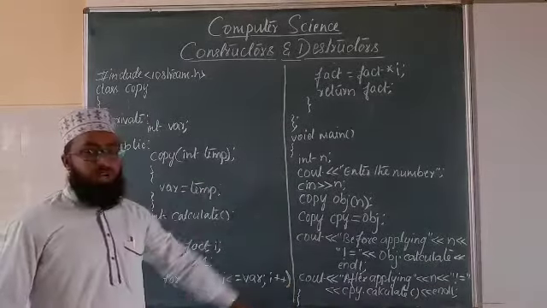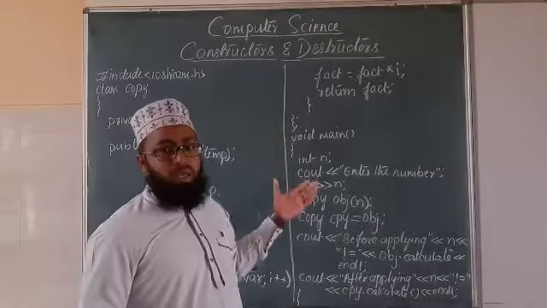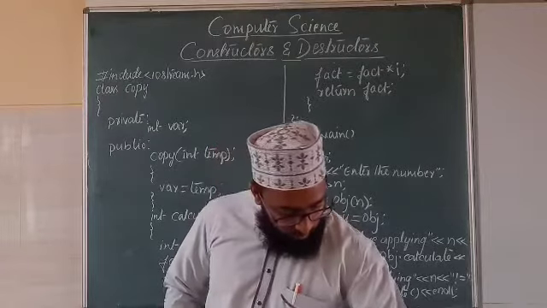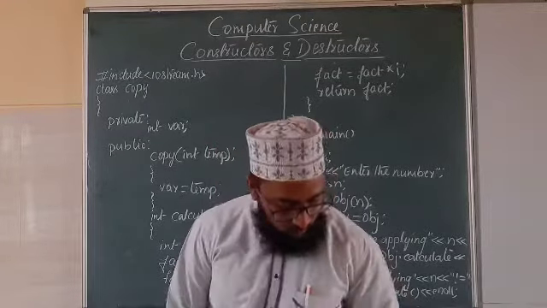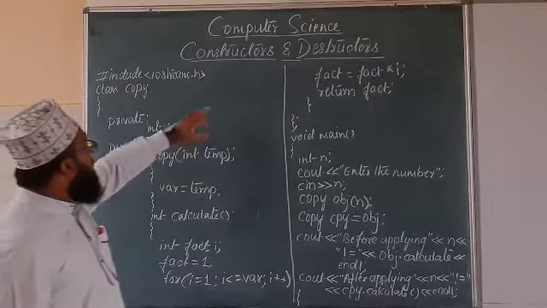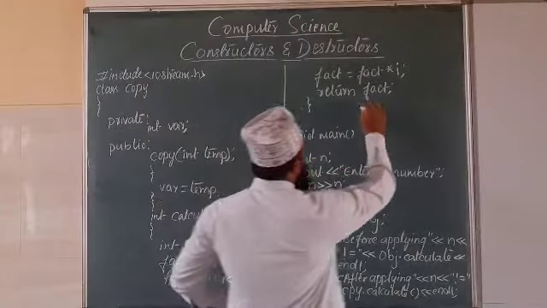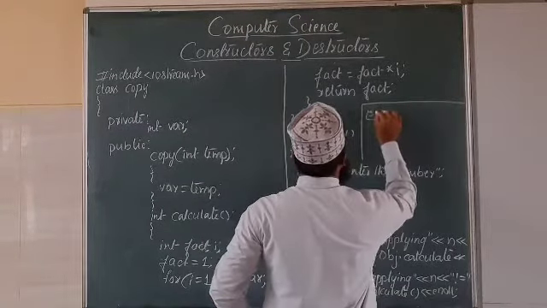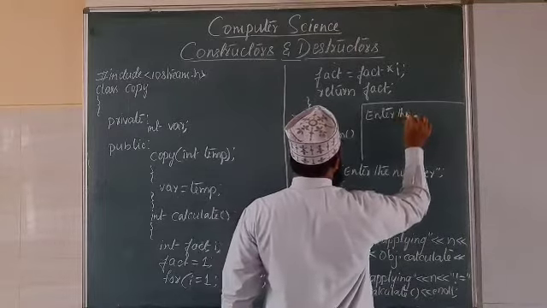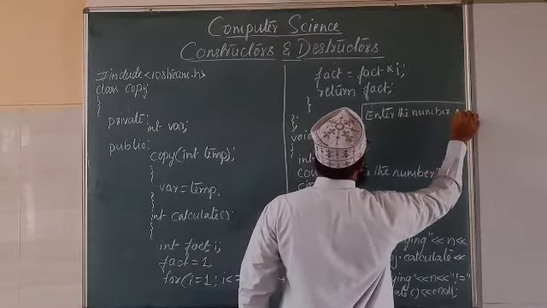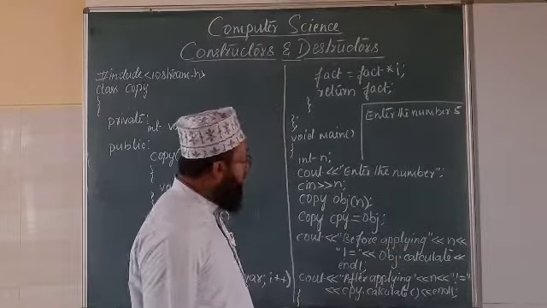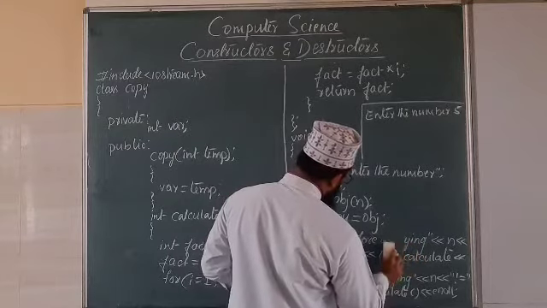Like this, we have to write the program for copy constructors. Now, what is the output of this program? It will ask you to enter the number. See, enter the number. Then you will enter here number 1. Then after that, before. Sorry, this is where we are using the copy constructor.